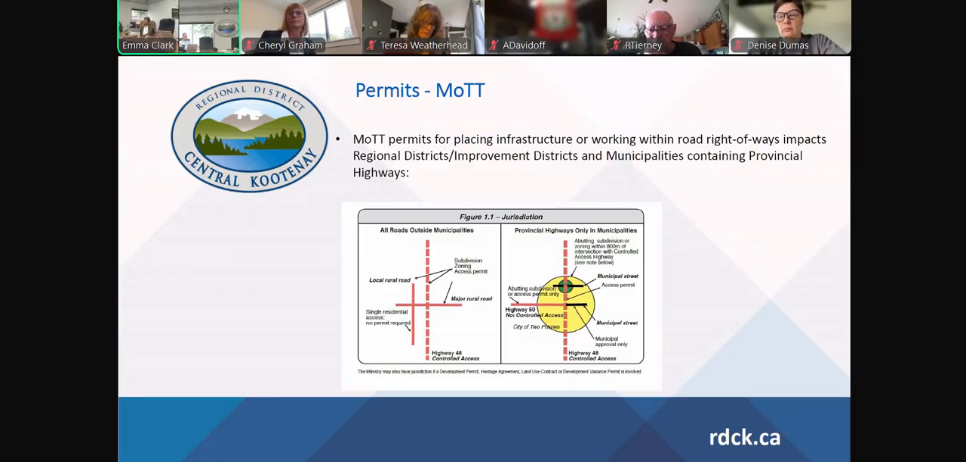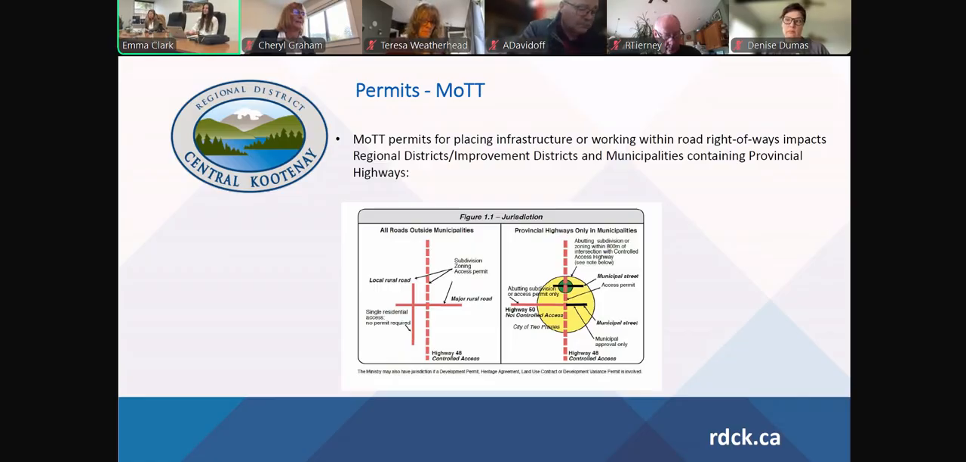So we'll start here at the slide that's up on the screen. Permits. This was part of our lessons learned. We had some back and forth with the ministry. Initially, they wanted us to place all of our meter pits on private land. We spoke with the province. We had a meeting with our provincial MOTT office here and others in the province, and they then decided to permit us to place the meter pits in the road right of way.